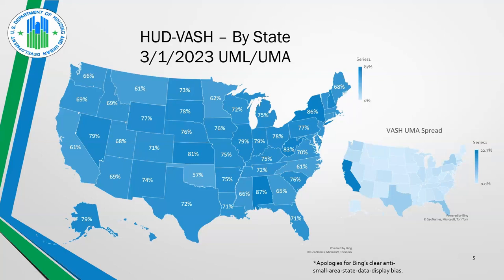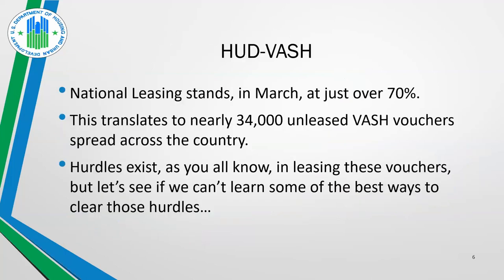It won't be a surprise, you can see that an awful lot of them reside in California, the dark blue over there on the West Coast. And then also Texas, Florida, New York are a little bit darker blue. So there's more VASH there. And to some extent, where there's a lot more, for example in California, the leasing is lower than the average. The average for the country is about 70% for VASH. And if we translate this to actual unleased vouchers, that means we've got 30% not leased. So this is about 34,000 VASH vouchers.